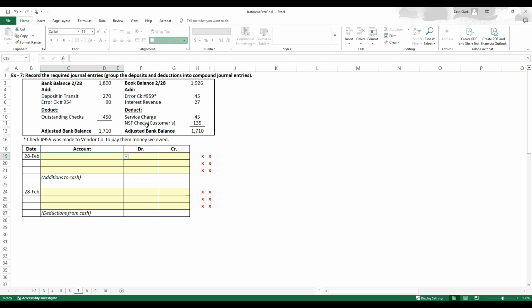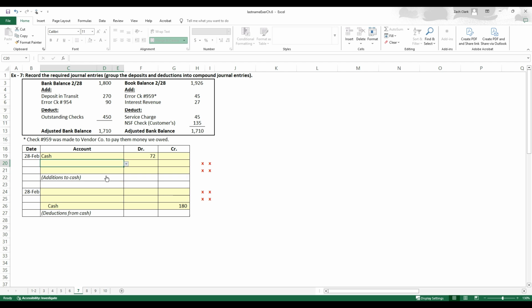Okay, so again, reminder, we need to book all of the journal entries on the book side for the reconciliation. We want to increase cash for the additions, and we want to decrease cash for the deductions. So that's kind of step 1. The amount of cash we're increasing is the totals of the deductions and additions. And then we need to record the individual things that are going on. Okay, so we had a check error. So we're going to need to, what are we doing? Increasing cash. So how do we want to do that?